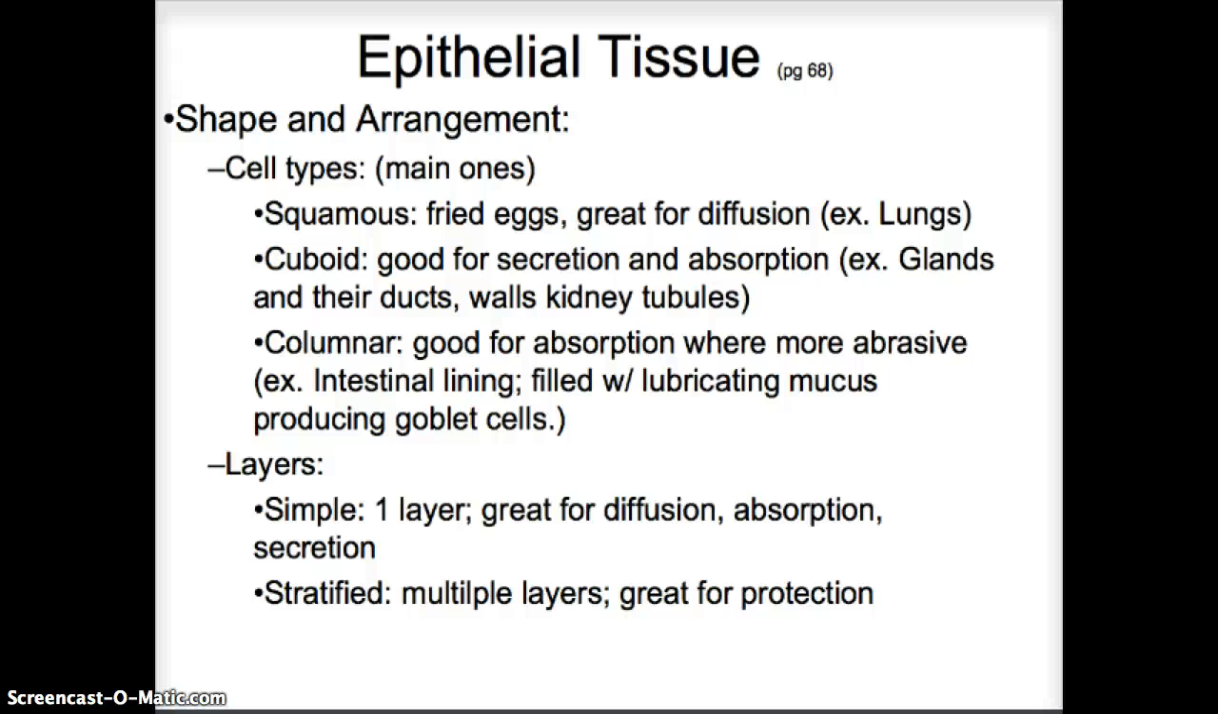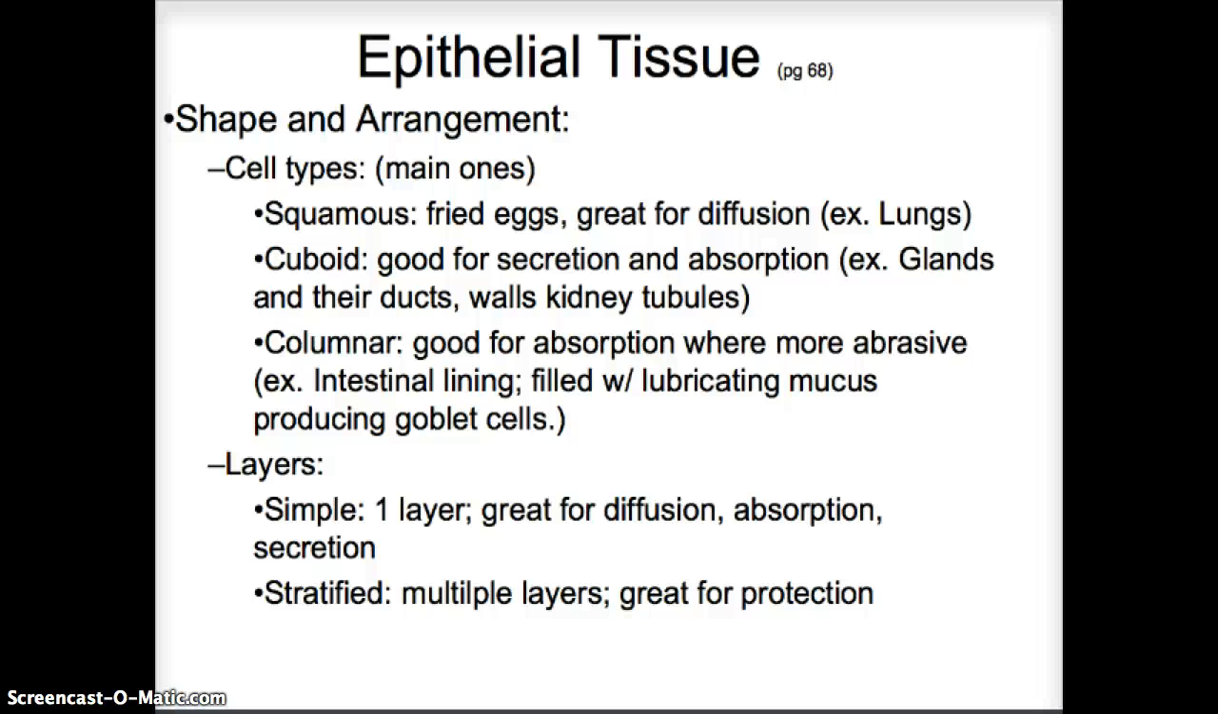So when we go back here, we look at the different cell types. The squamous cell looks like fried eggs when we look at them. That's a very thin cell, and that's great for the diffusion of gases. Like in the lungs, we have the alveoli, and those are very thin air sacs that let the oxygen diffuse through them. Then a second type was the cuboidal, and they're cube-shaped, and they are great for absorption, liquidy absorption in particular. They're also excellent for secretion, which we have in glands.